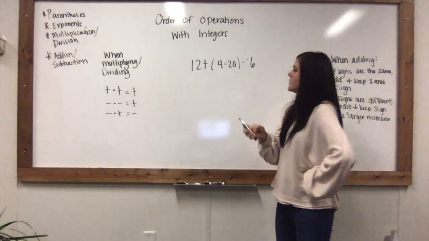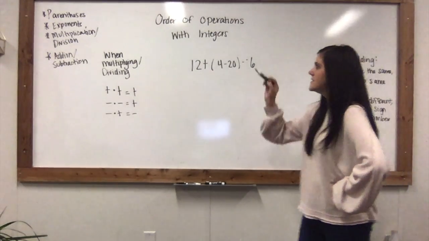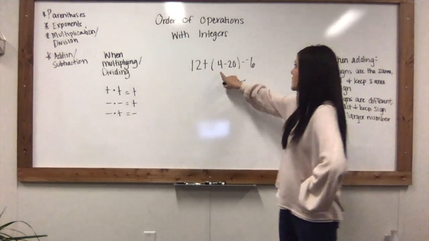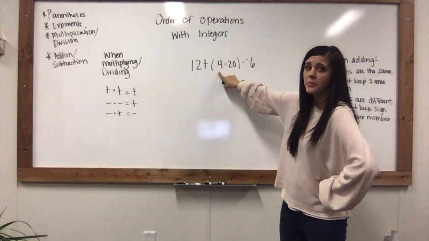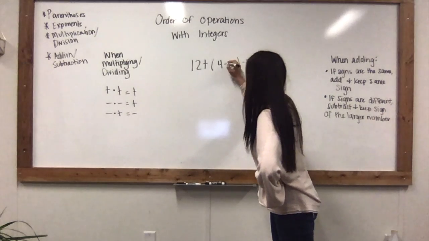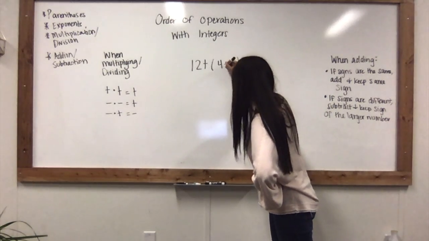Okay, so now let's continue. Okay, so parentheses, that's what we would solve first, remember? Okay, so this time we are subtracting a larger number from a smaller number, right? So, like we talked about earlier, I'm going to make this a plus sign.